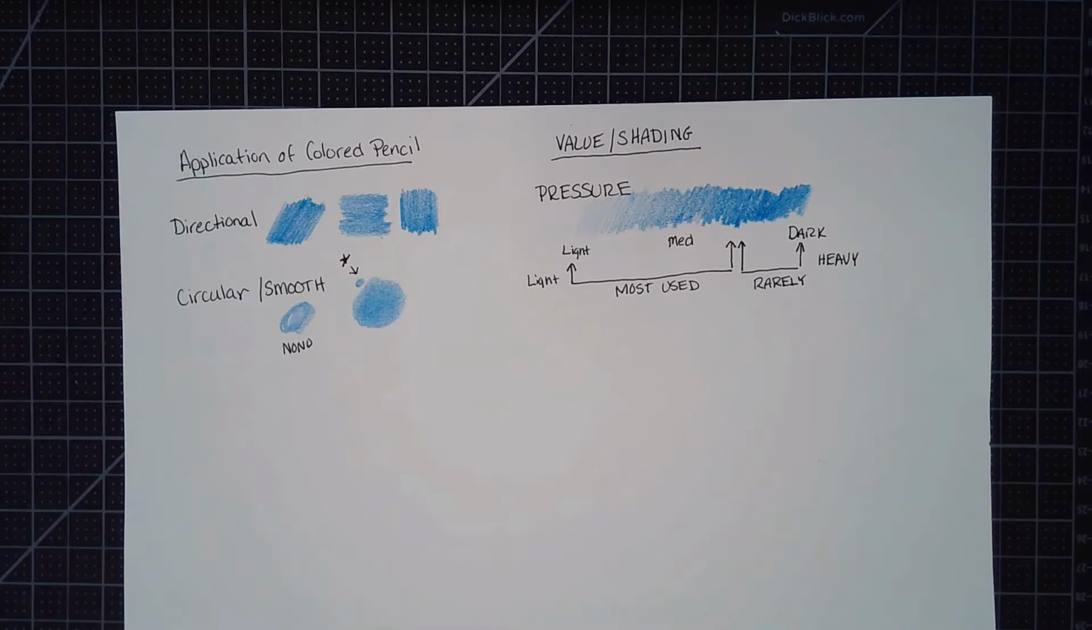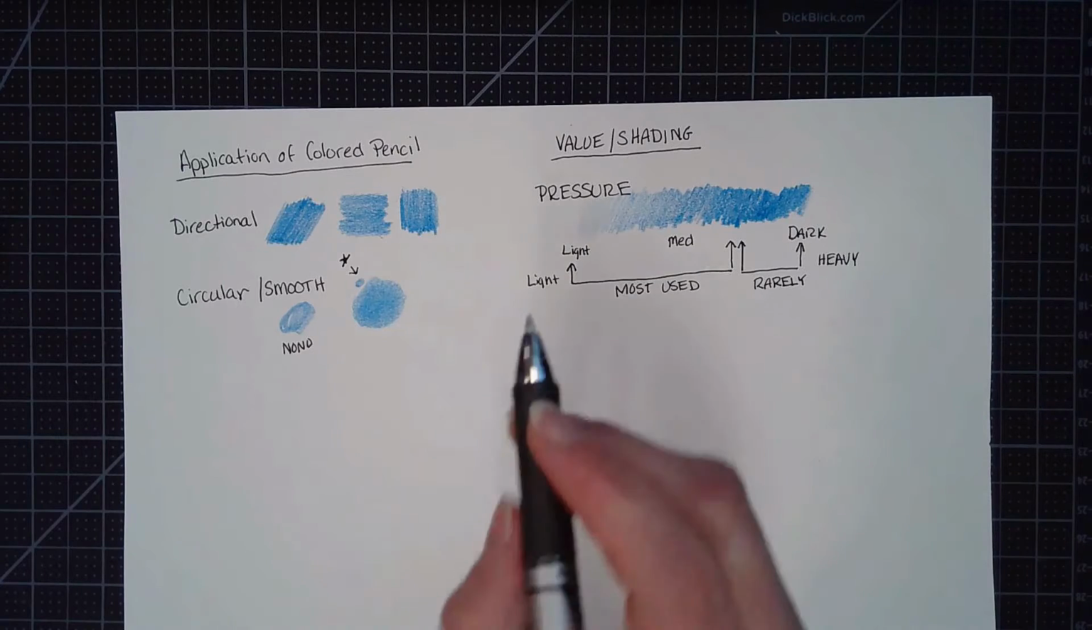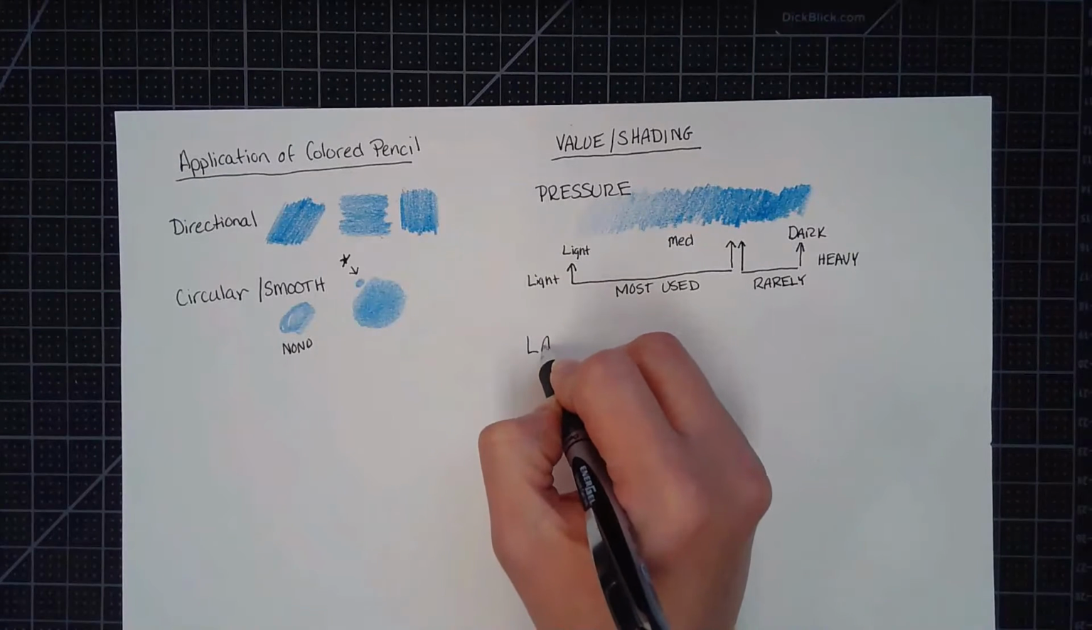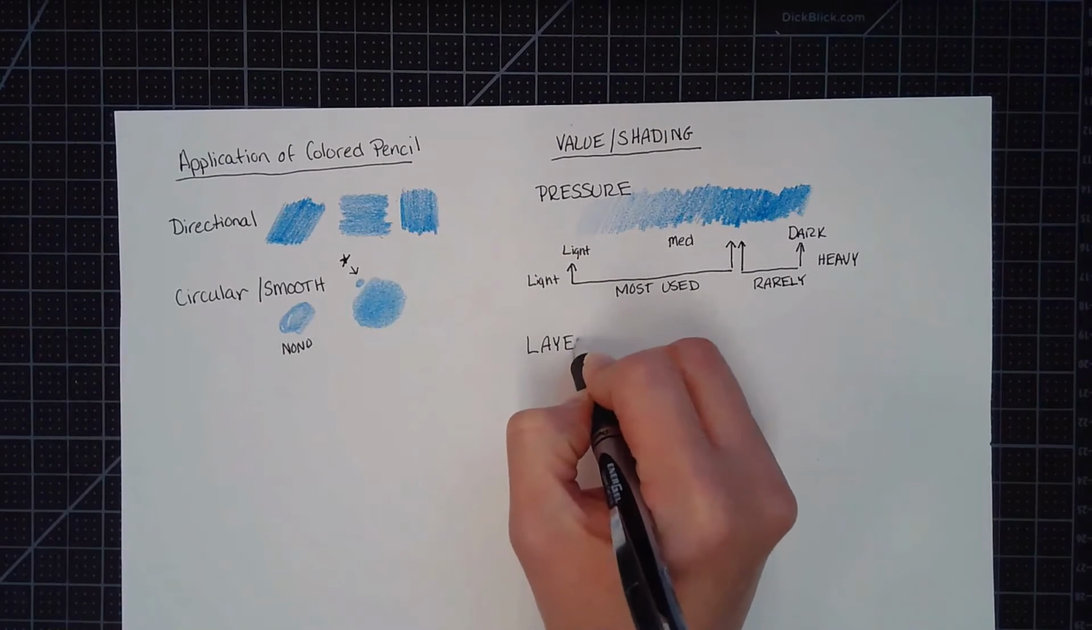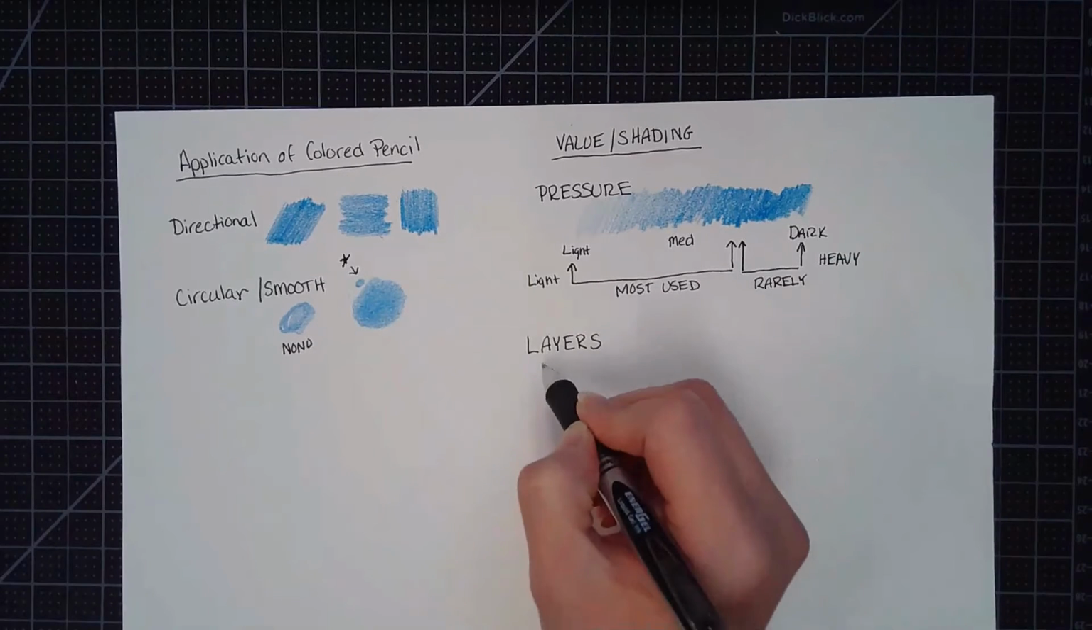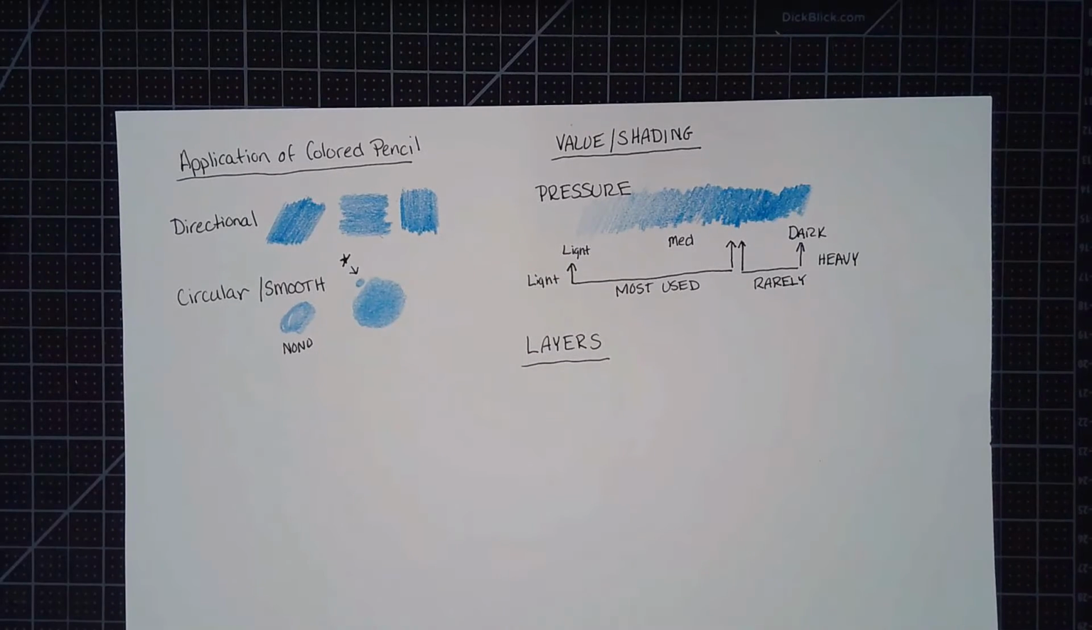Now the reason why I want you to use these rarely is because a good practice to use with colored pencil, and what we're going to practice next, is layers. We want to be able to apply layers of colored pencil on top of each other to create not only values but also to mix colors.